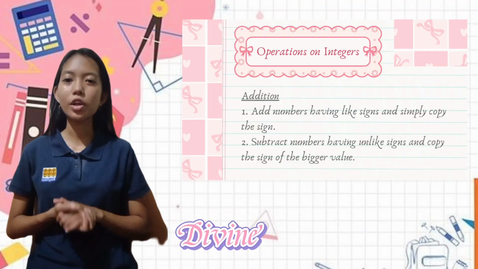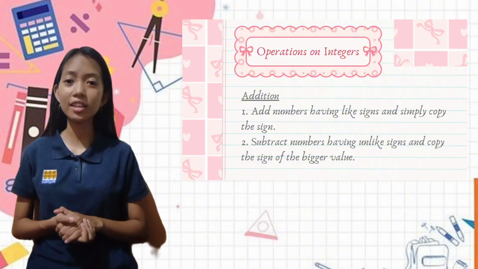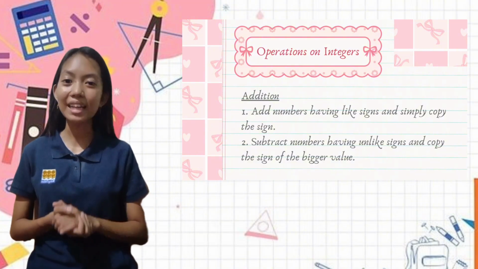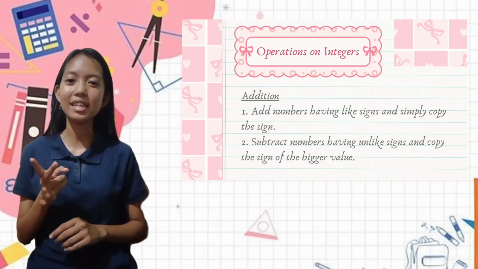Now let's move on to operations on integers. We learned a while ago that integers include positive and negative numbers, including 0. Adding integers comes in two ways. We have the addition of like sign integers and unlike sign integers.